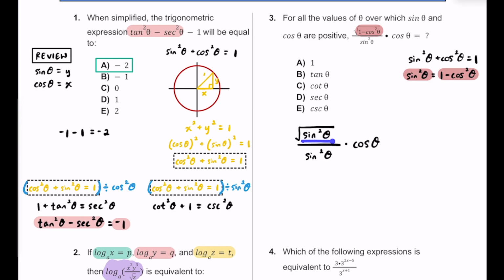Now remember that the sine squared of theta here is really just sine of theta multiplied by sine of theta. Sometimes it's a little confusing where that little 2 is written, but if you take the square root of sine squared of theta, that's just going to equal sine of theta.